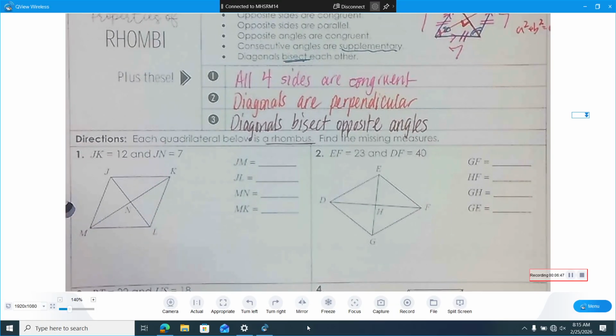I didn't grow up with the word rhombus. I don't know when rhombus came to being, but I didn't learn rhombus.